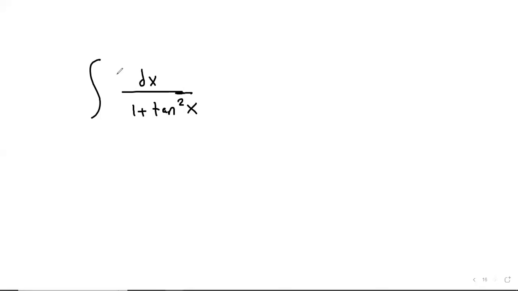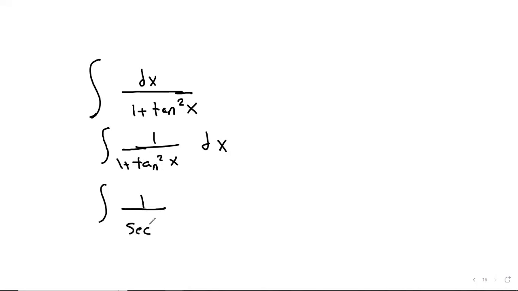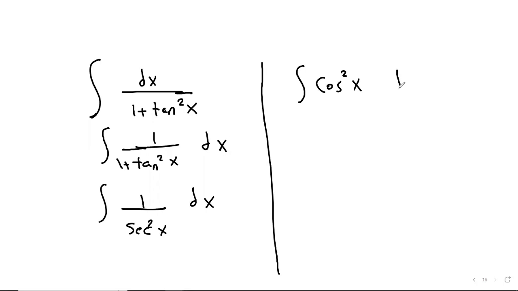We need to simplify the expression or the function before finding the integration. So here we can write it as 1 over 1 plus tan squared x with respect to x. You know 1 plus tan squared x is sec squared x. So it's 1 over sec squared x with respect to x. And 1 over sec squared x is cosine squared x. Actually, we couldn't find the integration of cosine squared x directly because it's cosine x multiplied by cosine x.